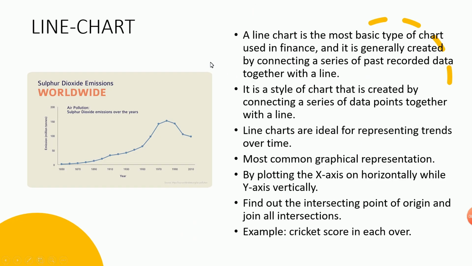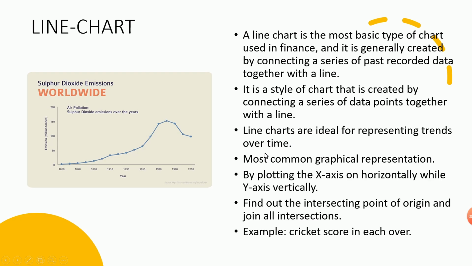Then comes the line chart. This is the image of a line chart, where we plot different points, and when we connect them in a sequential manner, it forms a line. A line chart is the most basic type of chart used in finance. It is generally created by connecting a series of past recorded data together with a line. Like I said, they are connecting each point through a line. Now, why is it being done?